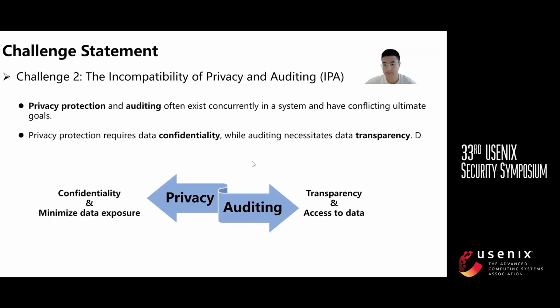The second challenge is the incompatibility of privacy and auditing. The demands for both privacy protection and auditing often exist in a system, and these two requirements have conflicting goals. To the best of our knowledge, no existing cross-chain work can solve this conflict.